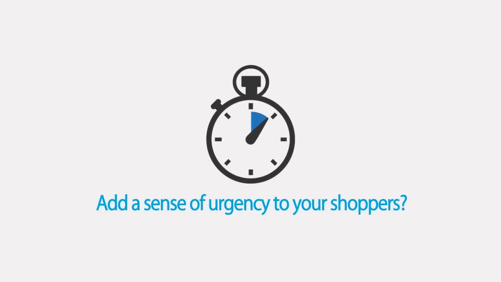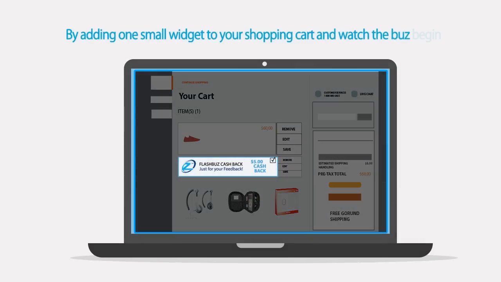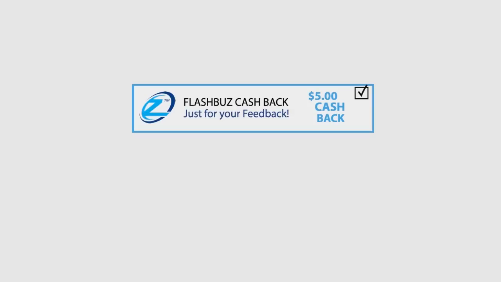How can you promote instant positive social content from your customers, prevent negative reviews, and add a sense of urgency to your shoppers? By adding one small widget to your shopping cart and watch the buzz begin. The Flashbuz cart widget allows the merchant to activate promotions whenever desired to increase your social content.